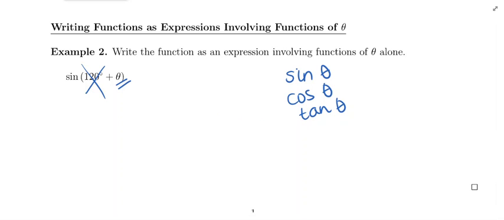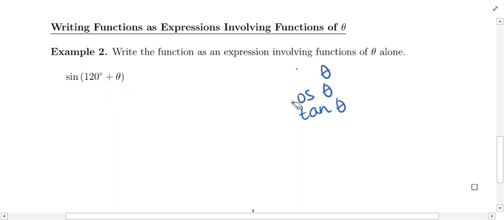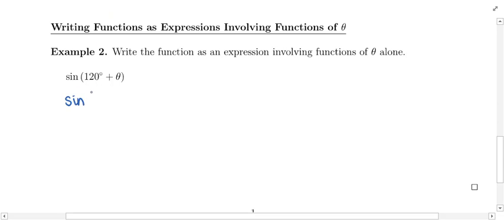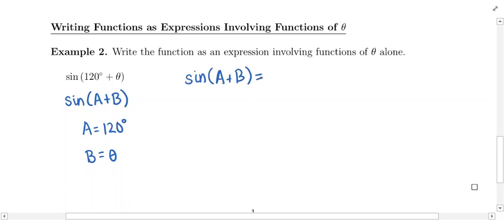Okay, all right, so when you look at this expression that we've been given, it is the sine of something plus something. So A here would be 120 degrees, and then B would be the angle theta. So what you would do here is apply the sum identity for sine. I'm going to write this out to the side. The sine of A plus B, that's what we're going to use here.